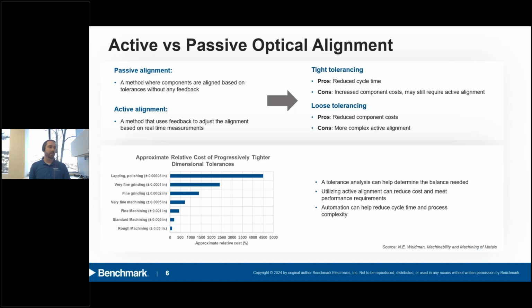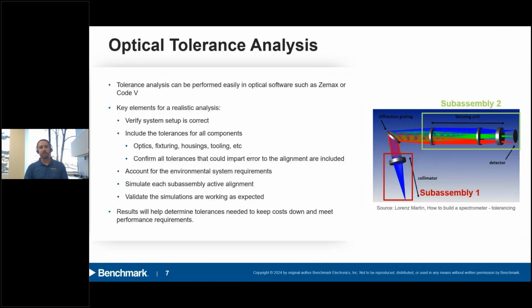All right, so we're going to jump into optical tolerance analysis. I think optical tolerance analysis, when you're designing a system or even bringing a system to manufacturing, is very important to understand the capability and what is needed. Tolerance analysis can be performed pretty easily in optical software such as Zemax or Code 5. We use Zemax at Benchmark, so when we talk about it, I'm going to most likely be referring to things in Zemax.